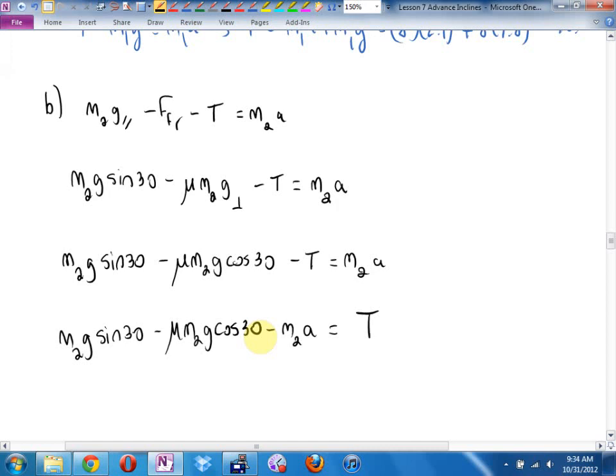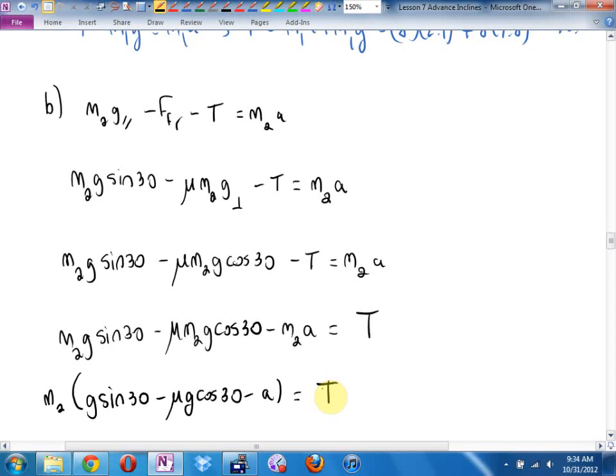Anybody know how we can get the M2 by itself fairly easily? My math 12s should remember this trick. What? Holy smokes, I never taught you in math 12 and you came up with it right away. Factor what? There's an M2 GCF on the left-hand side. Is there an M2 in every term? Factor it out. We'll get this. M2 bracket G sine 30 minus mu G cos 30 minus A. Who'd you have for math last year? I'm impressed. I need to compliment him, because I usually have to coax this out.